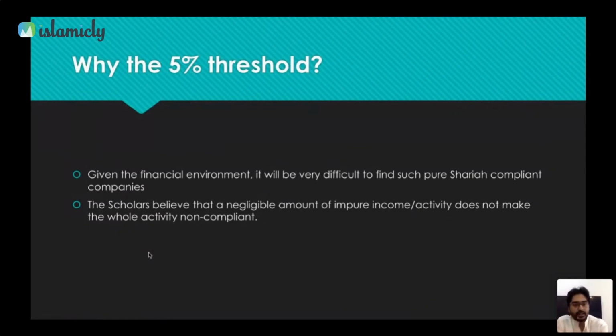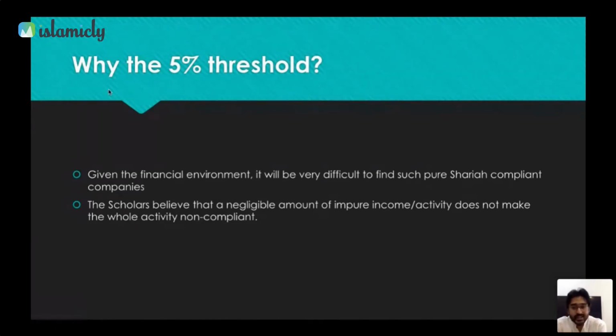Okay. Now, why is there a 5% threshold? Why can't we just screen out all the companies which are involved in these kinds of activities?